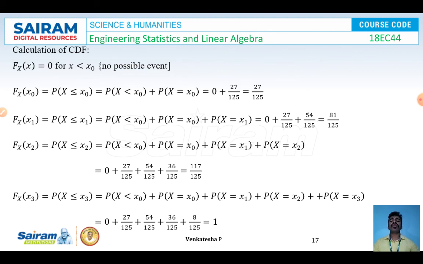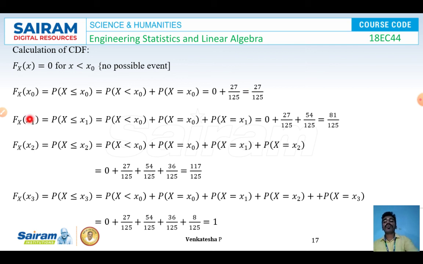So since we got all the PMFs now, I'll be calculating the CDF value. Okay, so the first thing is always 0. This is for a non-possible event, that is F of x will be equal to 0 for x less than x naught. So now I'm going to calculate fx of x naught. It is given by P of x less than or equal to x naught. So include all the values less than x naught and equal to x naught also. That is P of x less than x naught plus P of x equal to x naught. It will be equal to 0 plus 27 by 125, so we'll be getting 27 by 125.